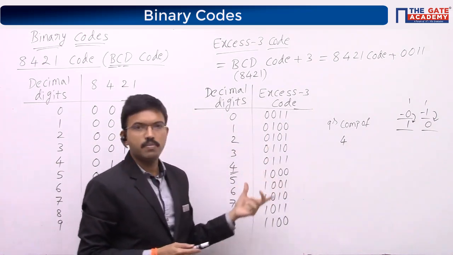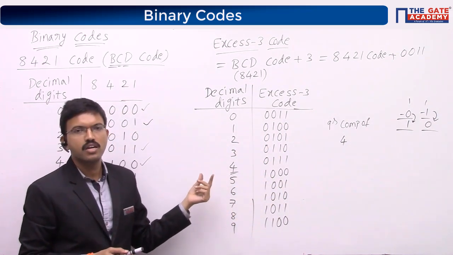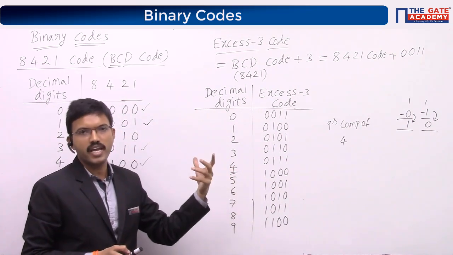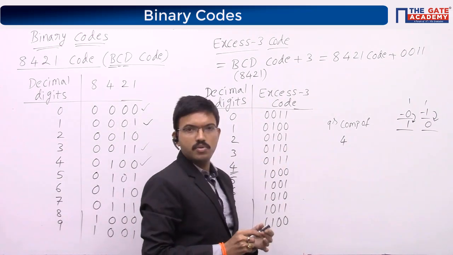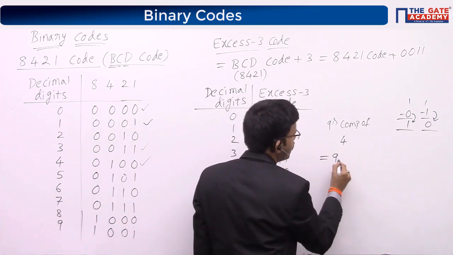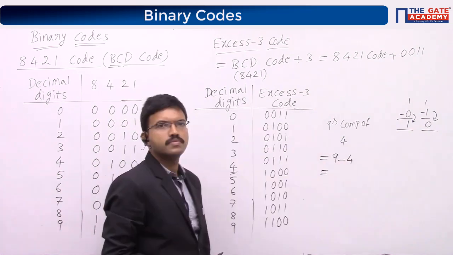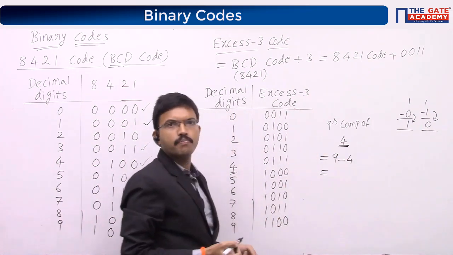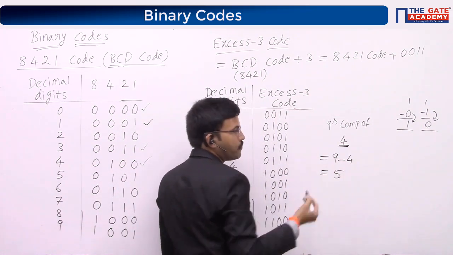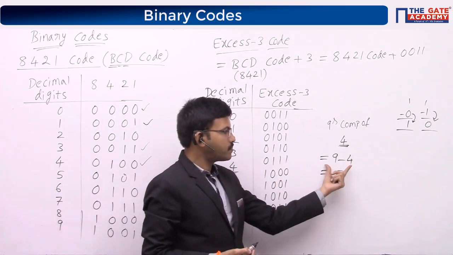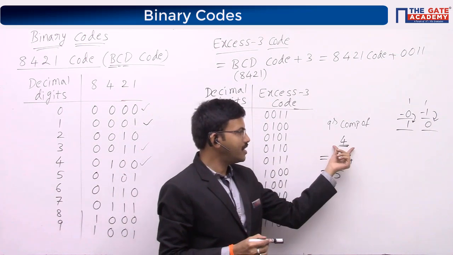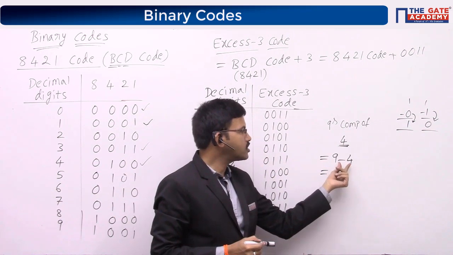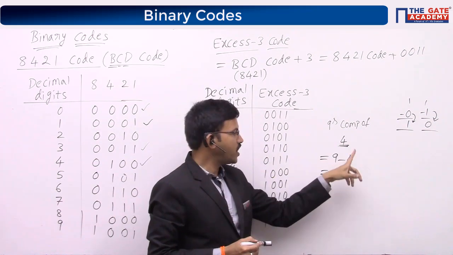Similarly, in the decimal number system, if you perform the 9's complement of a decimal digit, you have to subtract that digit from 9. So the 9's complement of 4 means 9 minus 4, which is 5. I am considering the one decimal digit 4, and to perform its 9's complement, I subtract 4 from 9. So 9 minus 4 is 5.